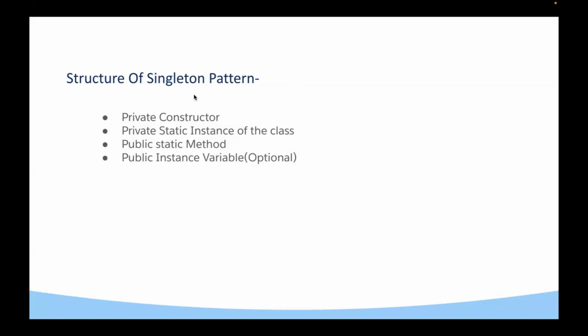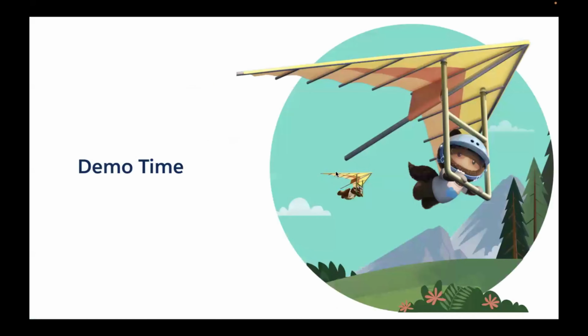We will see what the structure of the singleton pattern is. To implement this, we would need a private constructor, a private static instance of that class, a public static method, and a public instance variable. That is an optional thing. Okay, so let's jump onto the demo.